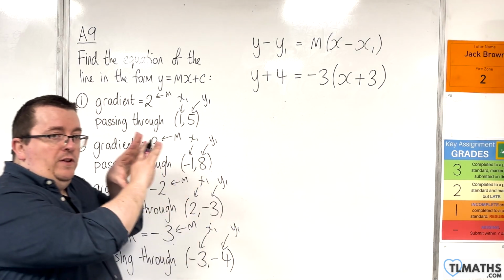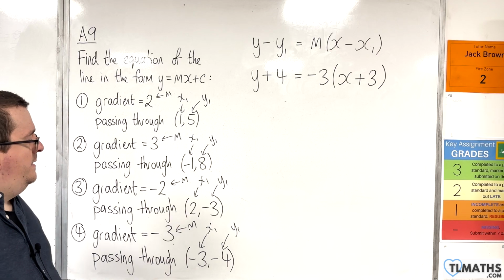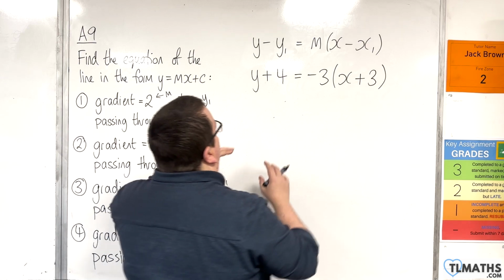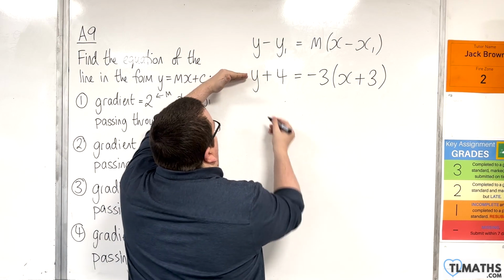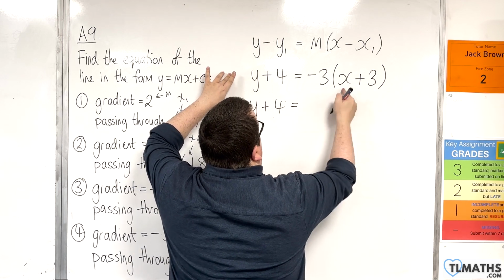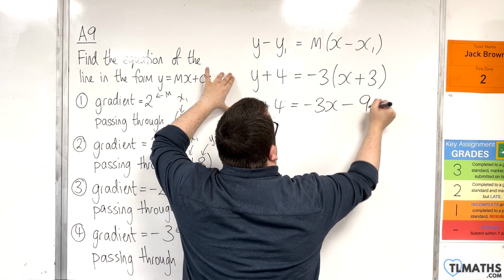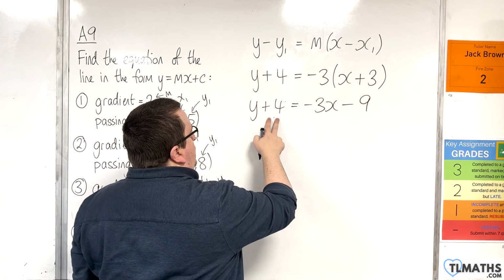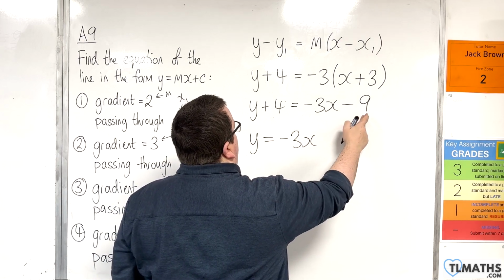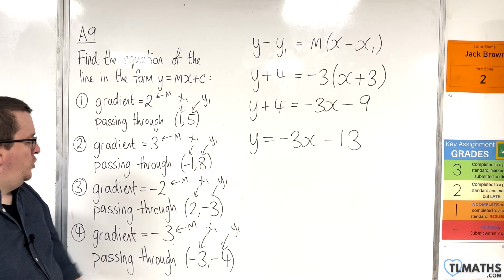Once you're at that stage, if you can get through that process, then it's very straightforward from there on. Okay, it can be a little bit fiddly dealing with those minus signs, but it does take a little bit of practice, as things do. So multiply out that right hand side, minus 3 times x, minus 3 times 3, and then you can subtract 4 from both sides. Minus 9 take away 4 is minus 13. And so that is the equation for number 4.